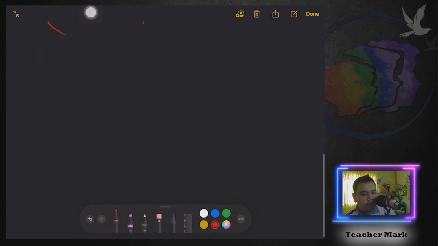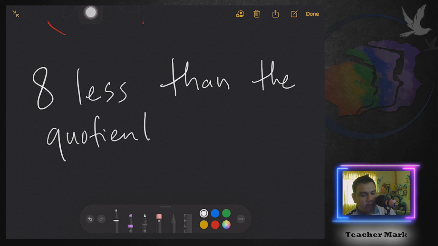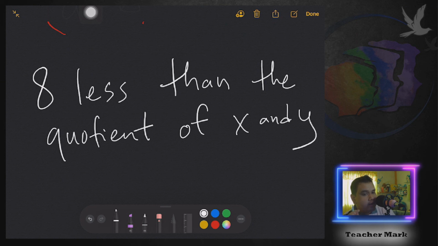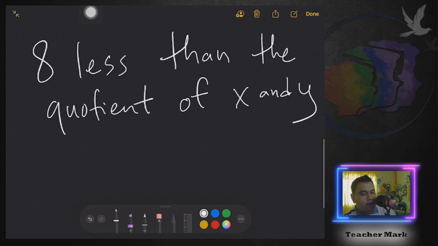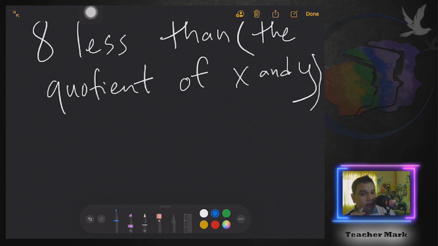Let's try one more. Eight less than the quotient of x and y. Then again, we have to deal with this part of the sentence first. The quotient of x and y. What do you mean by quotient again? Quotient refers to the answer when we are going to divide. So that's equivalent to x divided by y.